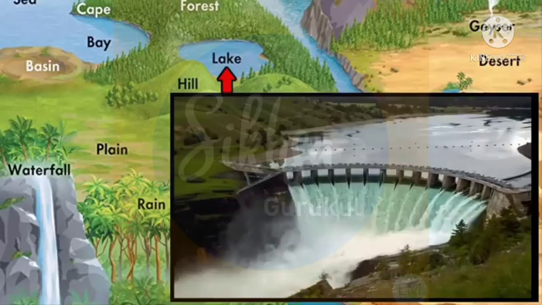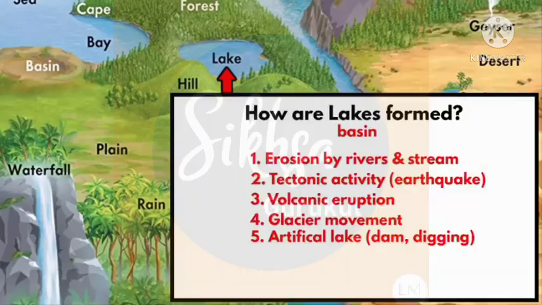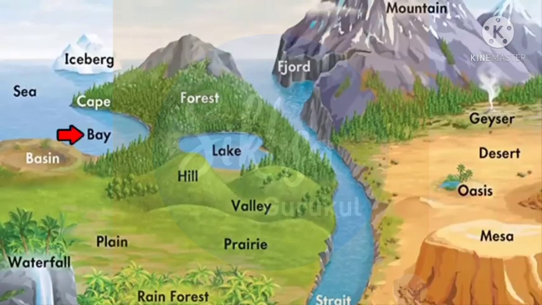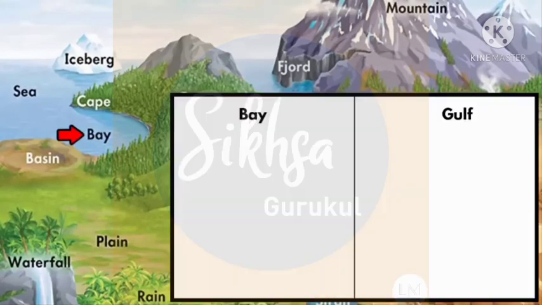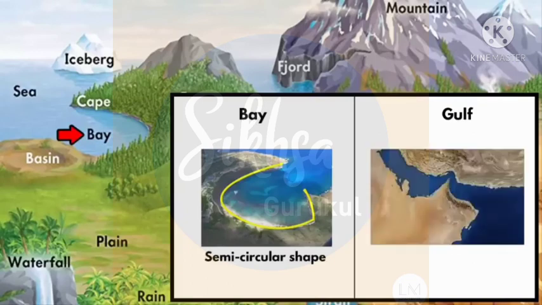People make lakes by digging basins or by building a dam on a river. These artificial lakes can become reservoirs, storing water for irrigation, hygiene, and industrial use. The next term is bay. A bay is a broad inlet of the sea where the land curves inwards. A bay can also be called a gulf.